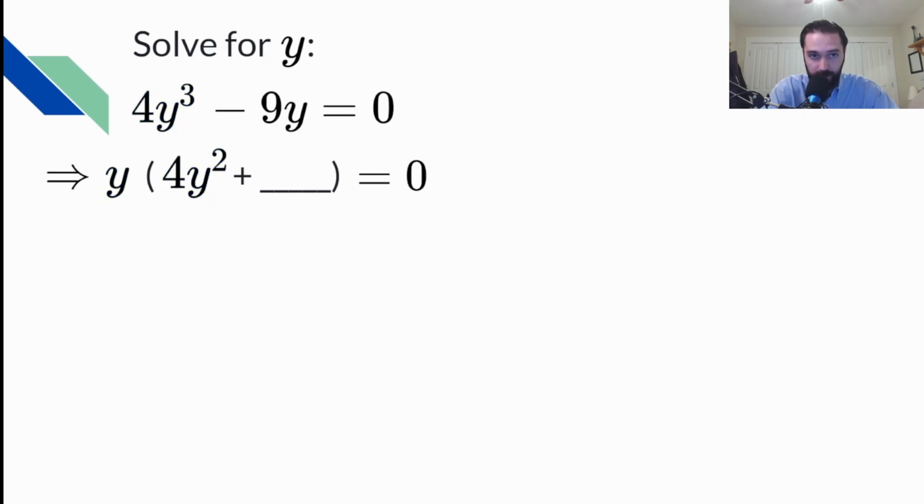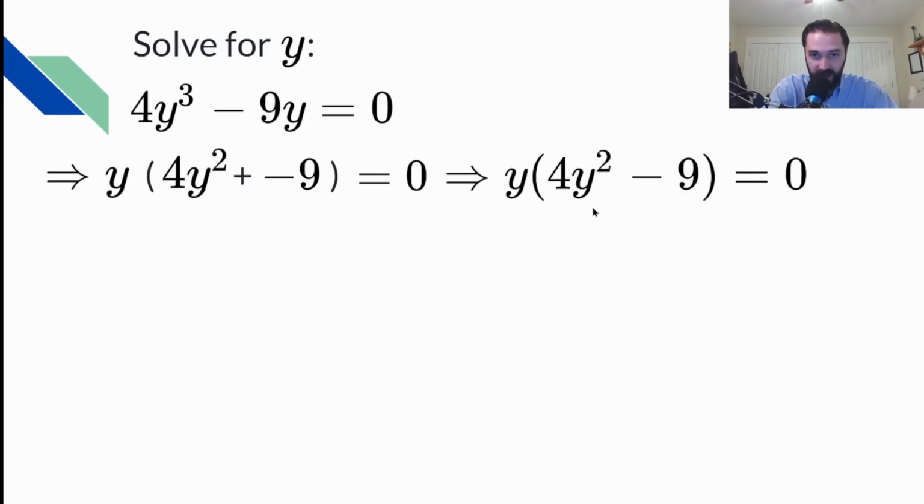And then over here in red, the question is y times what equals negative 9y? And the answer is negative 9. So we successfully pulled out the y, and we're left with this thing here, which we can simplify to 4y squared minus 9.